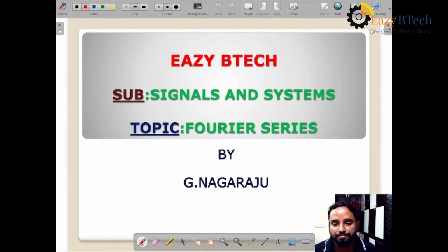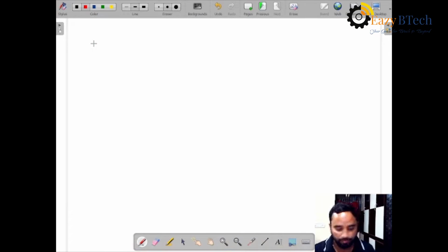Let's start our session. Fourier series representation of periodic signals. So let's discuss Fourier series representation of periodic signals. That means this Fourier series concept is applicable for periodic signals only. That is the first point.